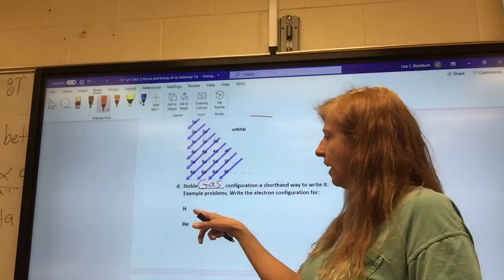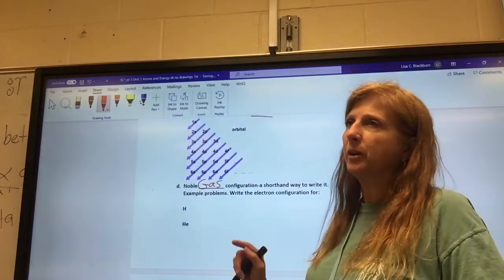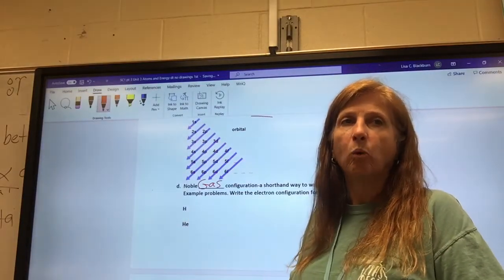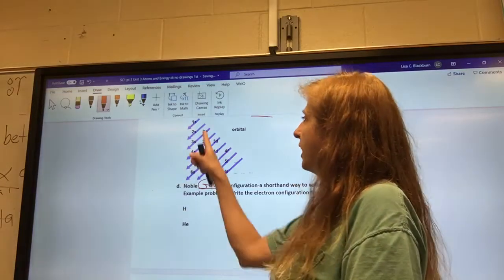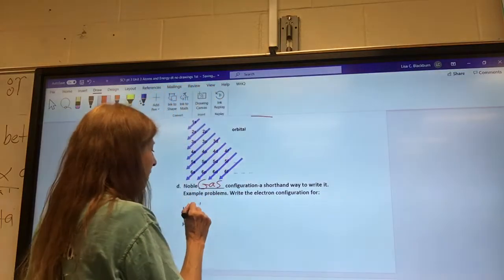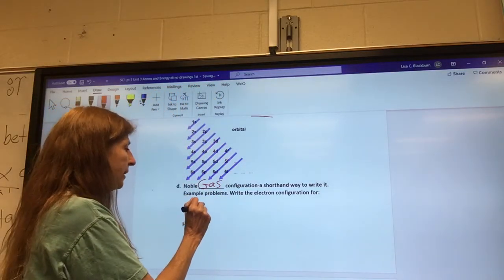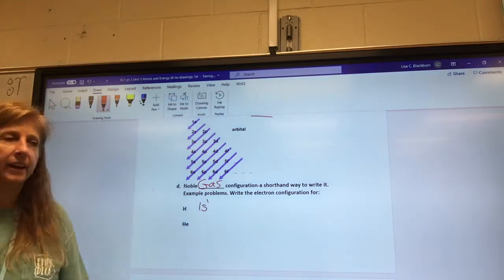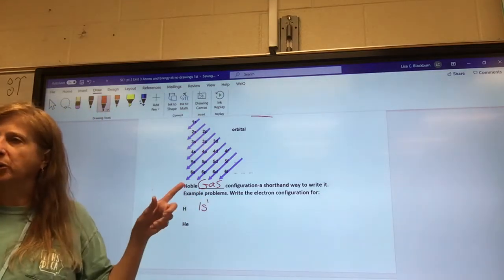Okay, so hydrogen. We look on the periodic table, and how many electrons does hydrogen have? One. So which room will it go into? The first one, it'll be on the first level, one, and it's gonna be a sphere-shaped room, and it's gonna have one electron in it. That's how you write it, 1s1.